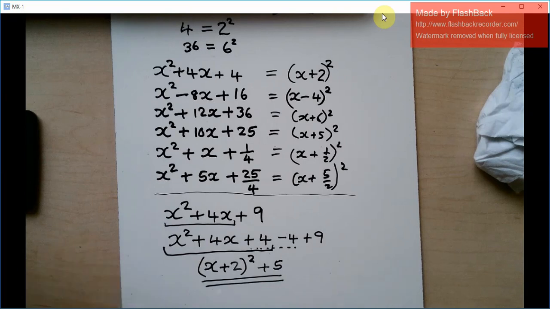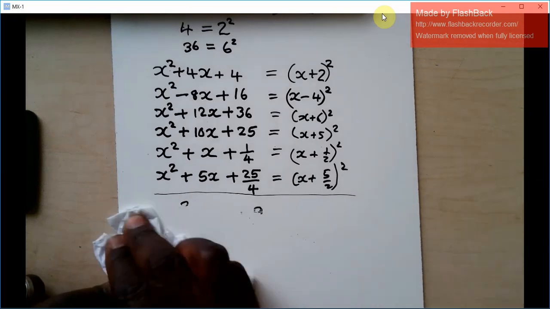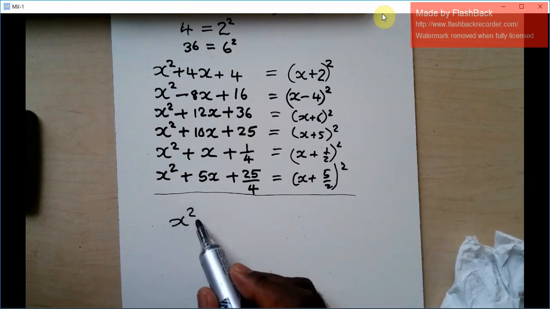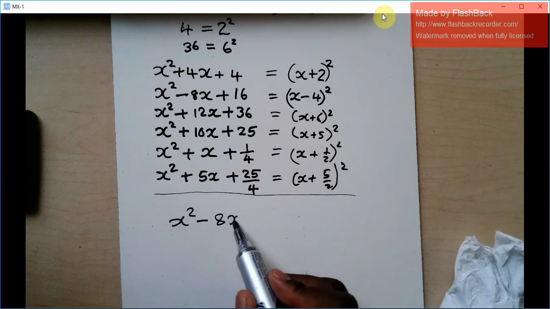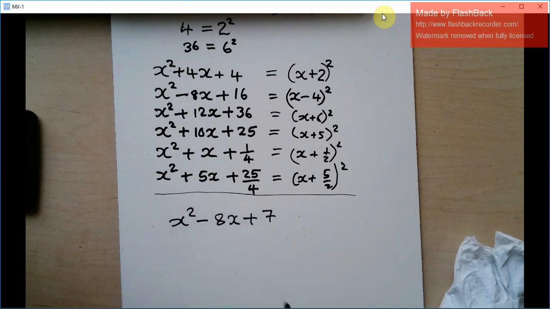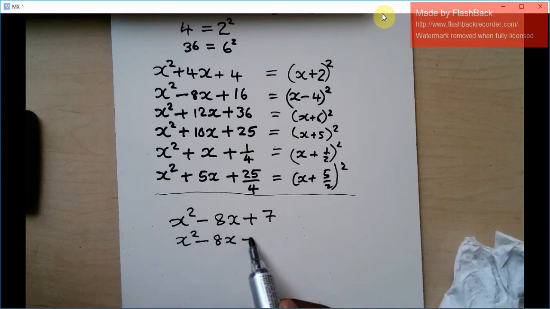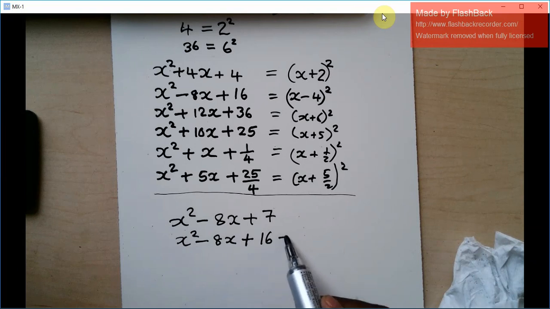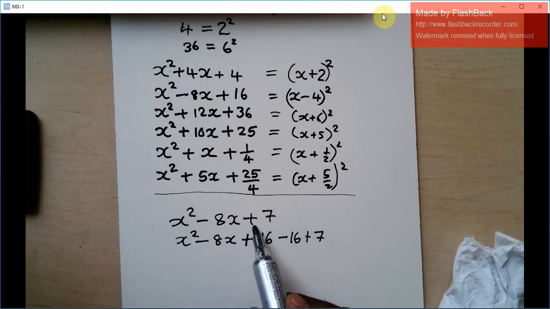Let's try another example. Right, another example, x squared minus 8x plus 7. To complete the square, this is x squared minus 8x. It should have been half of this one, which is 4, you squared, is 16. It should have been 16. But this 16 was not there. I'll remove it. There was a plus 7. This 7 there.